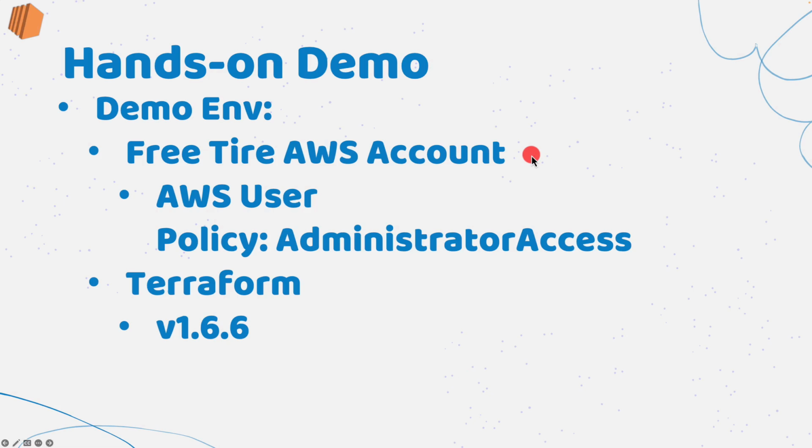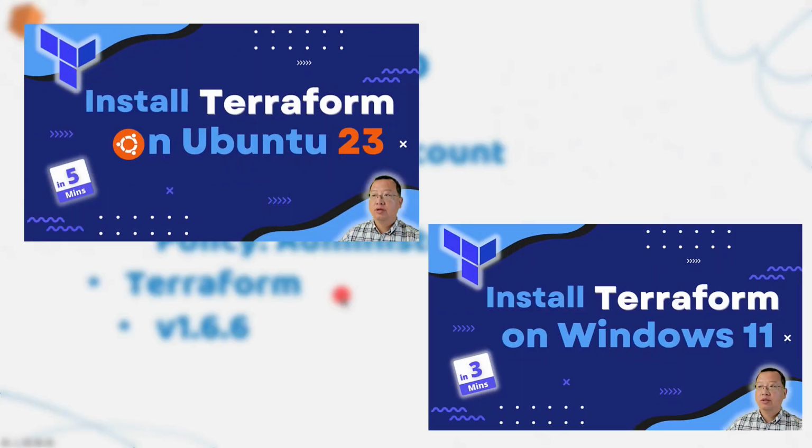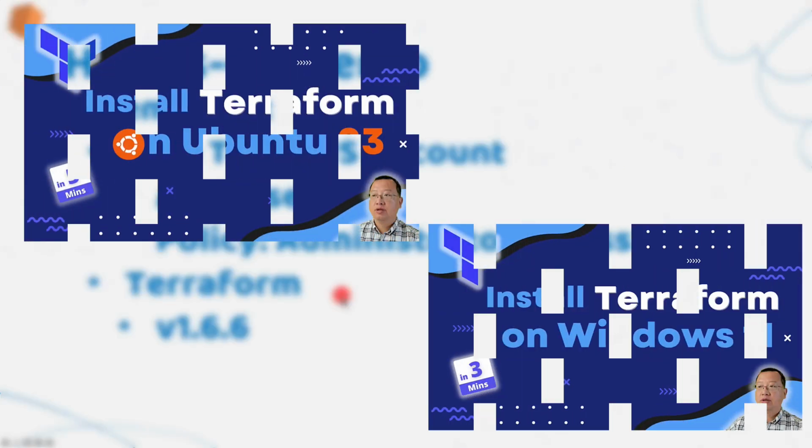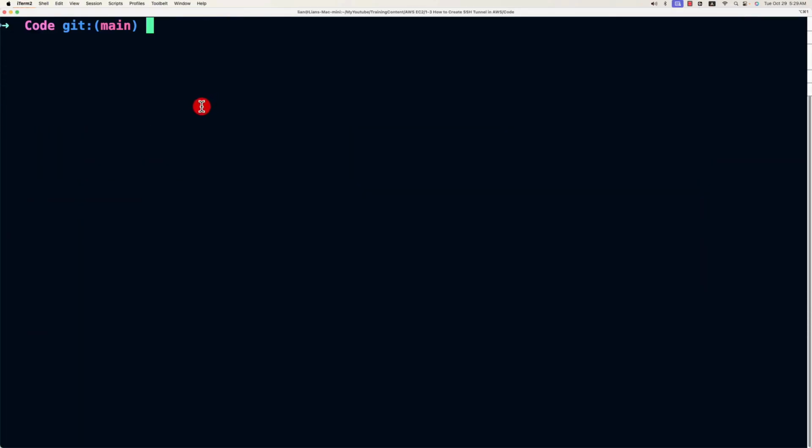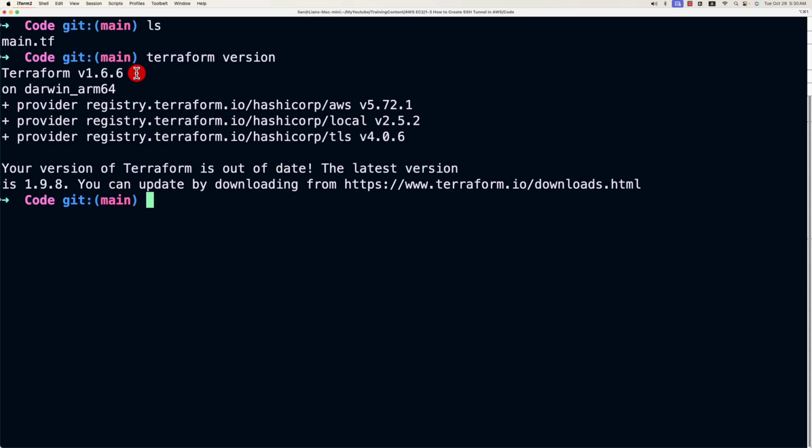Next, move to the demo's environment setup. The prerequisites for our demo: one free tier AWS account, and Terraform installed on your local machine. I have videos on how to install Terraform on Windows and Linux if you need help with this. Terraform uses an AWS user, which has an administrator access policy. Open my terminal. Go to the folder where you downloaded the demo code. Run terraform version to check if Terraform is installed correctly. My version is a little behind the current release. That's fine. It doesn't affect our demo. If you want to see how to upgrade it, please leave a comment below.